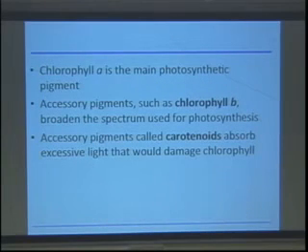All right, so in the last few minutes, I want to talk a little bit more about these pigments. As we said, chlorophyll A is the main photosynthetic pigment. And then we have what are called accessory pigments, and chlorophyll B is an example of this, that help to broaden the spectrum that's used for photosynthesis. And then we also have other pigments like carotenoids that help to absorb light in wavelengths that would otherwise be damaging to chlorophyll.